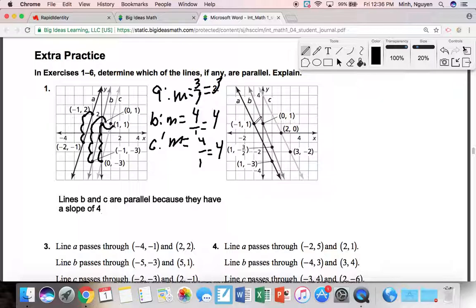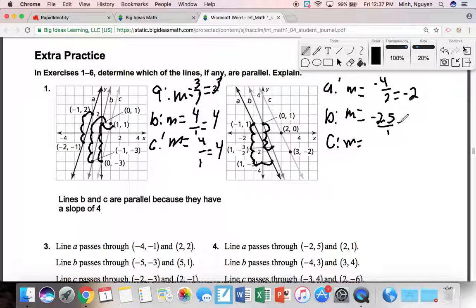Here, we're going down. Sorry, this is line A, B, C, and again, we're just trying to find the slope of each of these. If the slopes are the same, they're parallel. If they're not the same, they are not parallel. So down, starting from line A, down 1, 2, 3, 4 over 2. Down is negative, down 4 over 2, negative 2. For B, it is down 2.5 over 1, which is negative 2.5. And lastly, for line C, I have down 2 over 1.